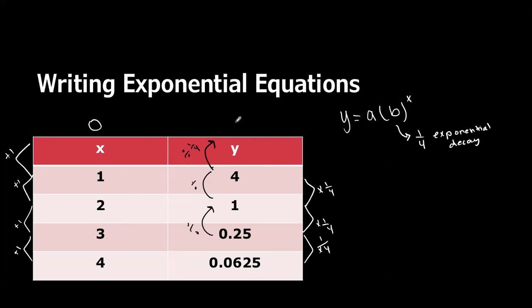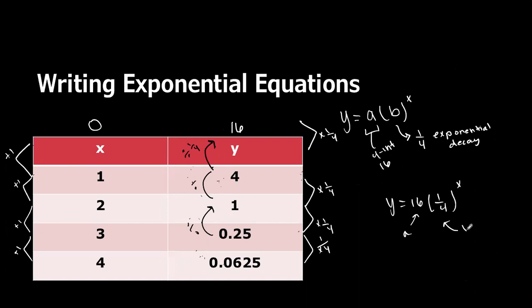16, yes. 16. So 16 is our A value. 16 is our y-intercept. I can make sure I'm right: 16 times 1/4 or 0.25 is 4. So it follows this pattern. My equation is y equals 16 times (1/4) to the power of x. My A value and my B value.